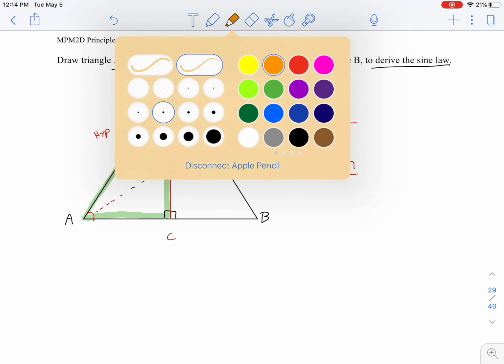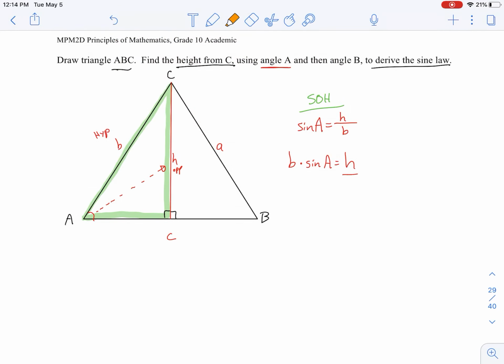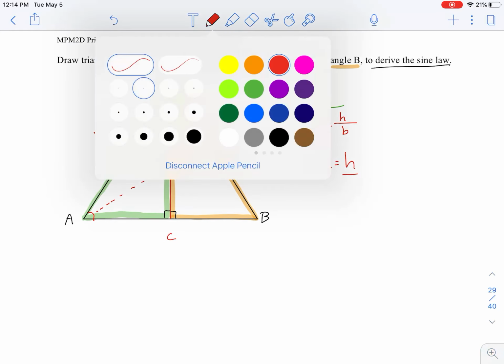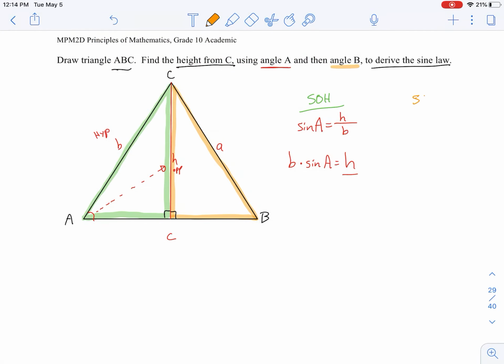So now the next part of this question says to use angle B. So now I'm going to take a look at this triangle. I'll highlight it in orange here, from here to here to here. So taking a look at this 90-degree triangle, I'm going to use SO again. You'll see why in 2 seconds. Using SO at angle B, so if that's our theta we're going to look at now, opposite angle B, once again, is our h. That's our opposite.